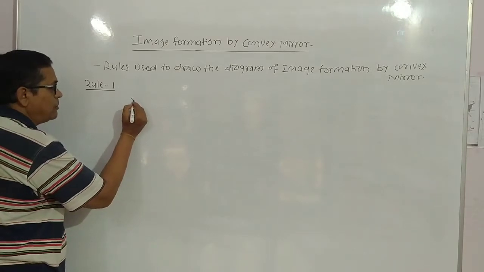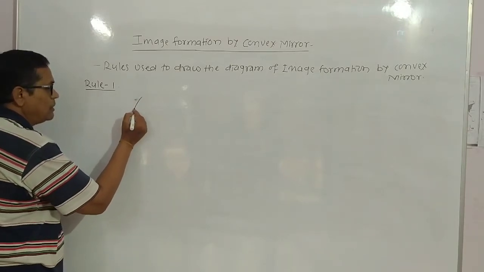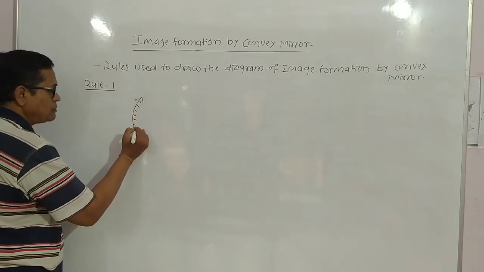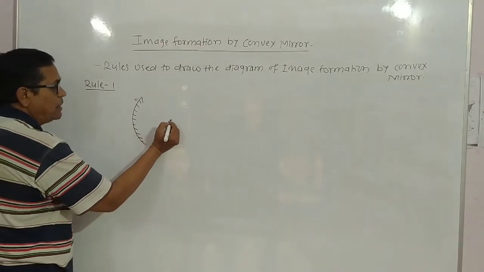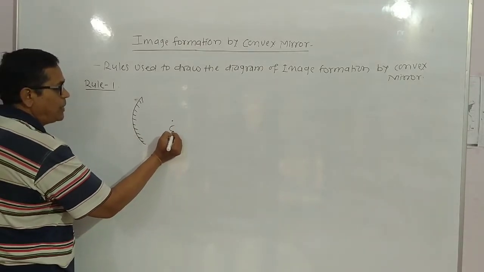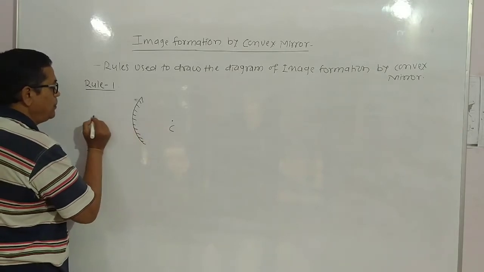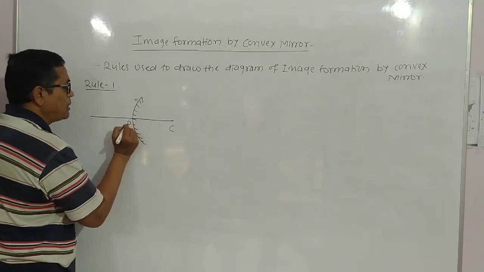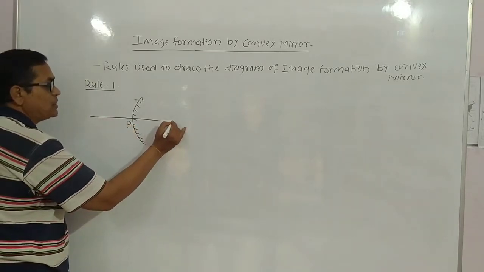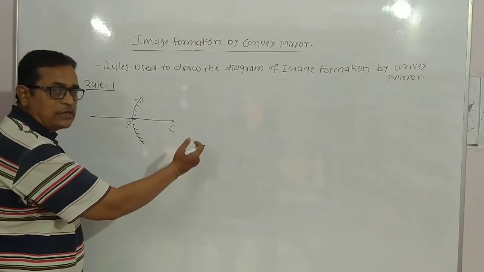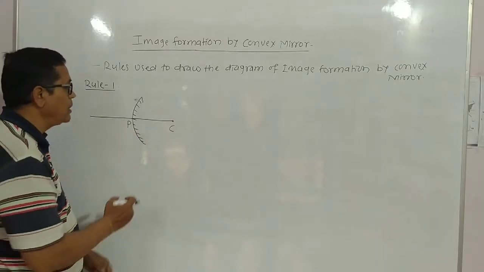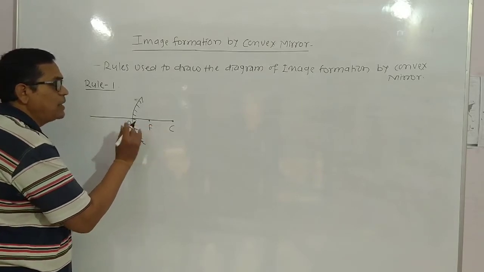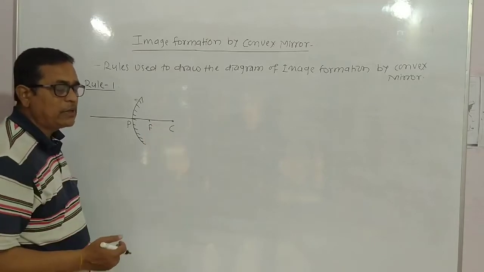In rule number one, here is the convex mirror, and here the center of curvature and the pole of the mirror. According to the concept of mirrors, the center of curvature of a convex mirror is on the right side of the mirror, and the focus of a convex mirror is also on the right side, behind the mirror.